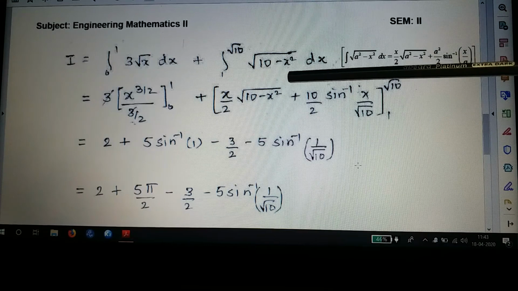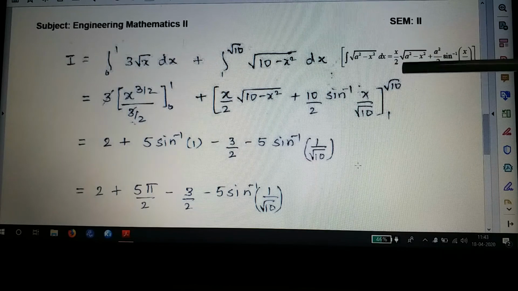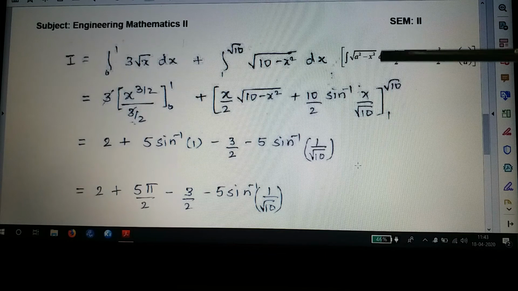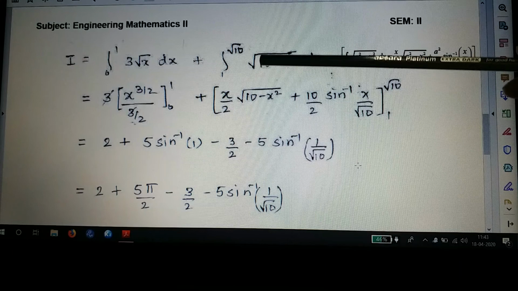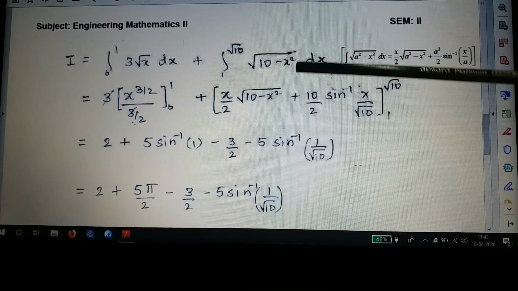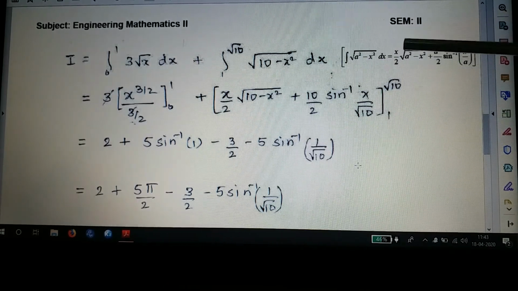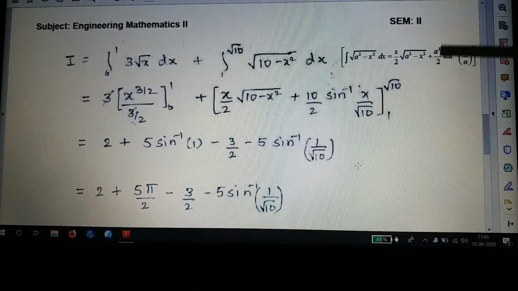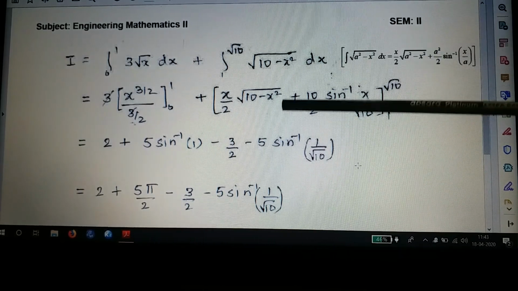This integration is of the form root of a square minus x square. So we are going to apply this formula to evaluate this integral. Compare the two integrals. A square is 10, meaning a is root 10. On comparing and writing the answer for this integral, the formula is x by 2 root a square minus x square, meaning the root as it is, plus a square by 2 sine inverse x by a. So let us apply this over here.